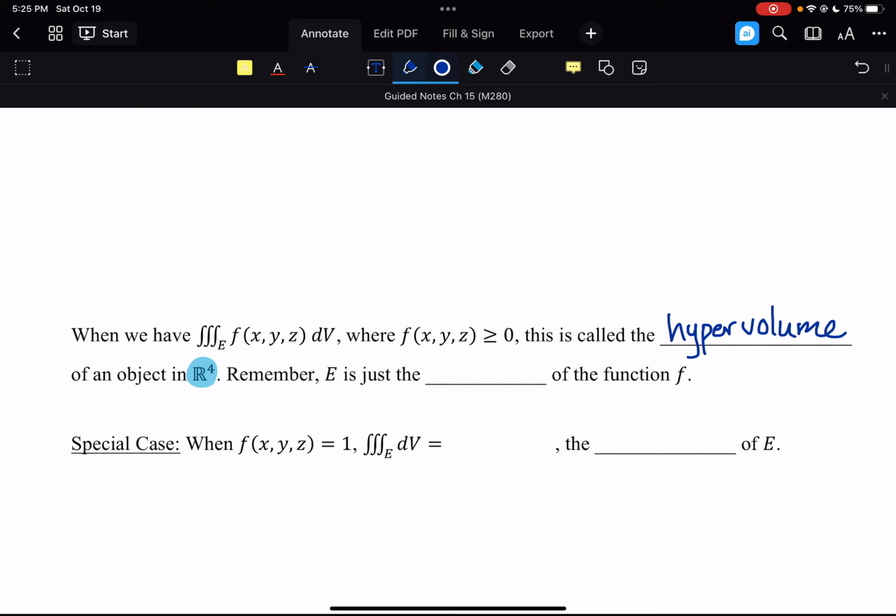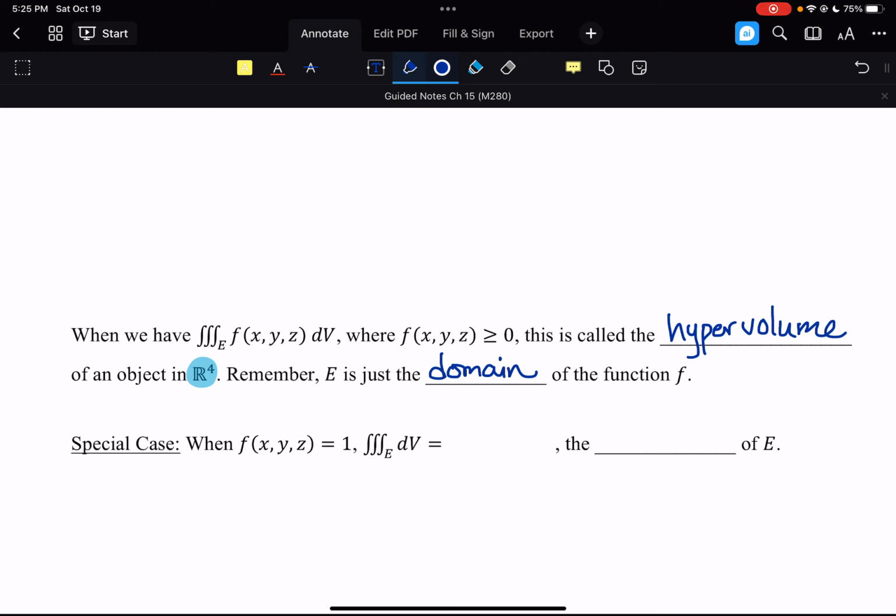Because E, that solid that we're working with, E is just the domain of the function. Just like for a double integral, the domain is the region D, the 2D region D, like that. And in a single integral, the domain is just all the numbers from a to b on that interval. But for a triple integral, the domain is actually the 3D object.